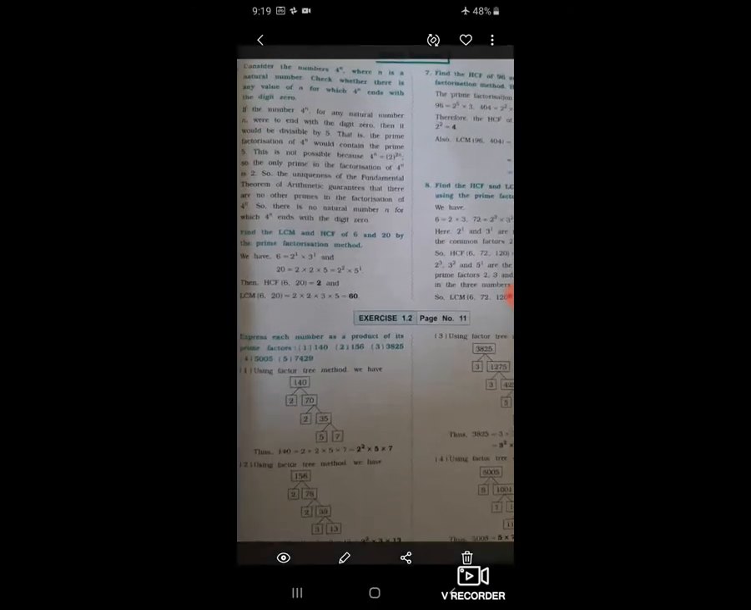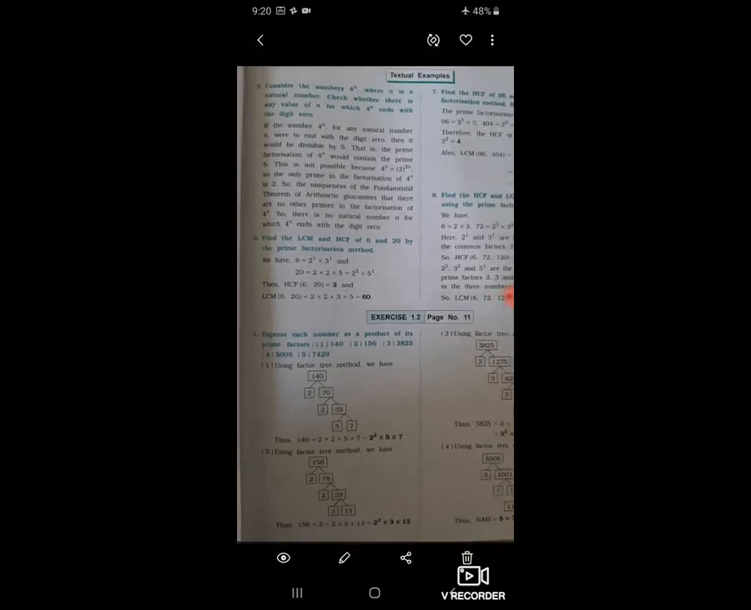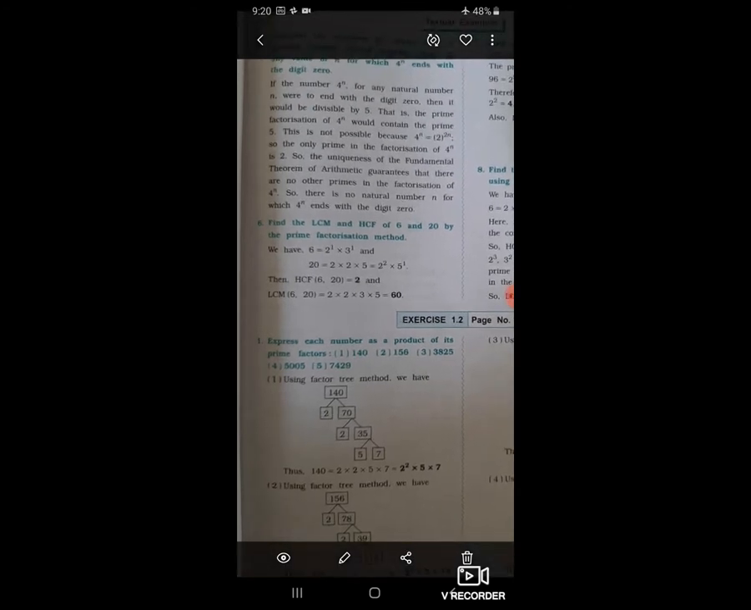Let's see the page from topic number 2, the fundamental theorem of arithmetic. Now we see the textual example. Example number 6. Find the LCM and HCF of 6 and 20 by prime factorization method.